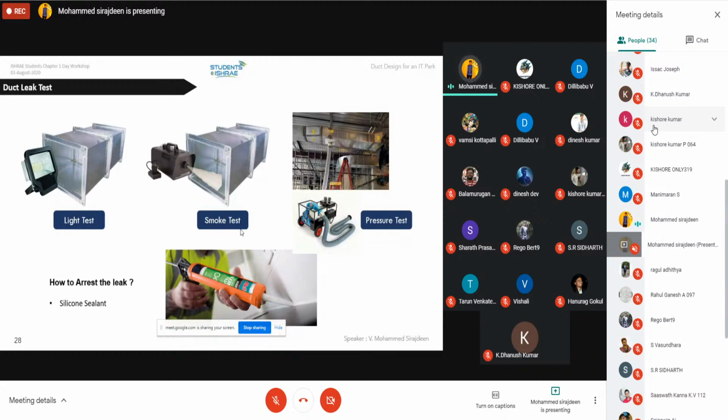By that way we can arrest. Another is the pressure test. These light tests or smoke tests are used for a small building or a small residential building, with small low velocity ducts. If it is a high velocity duct, what will happen?